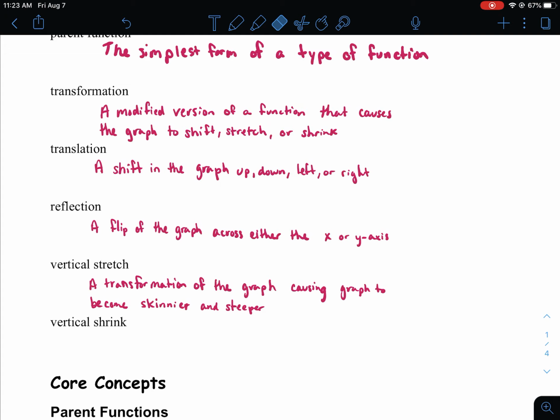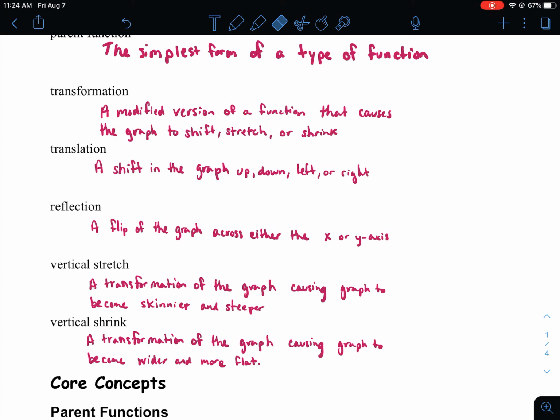And the same thing goes for vertical shrinks. Vertical shrinks are where the transformation will cause the graph to be wider or more flat. And that is also the same as a horizontal stretch. So if you see horizontal shrink, it's the same as a vertical stretch. If you see vertical shrink, it's the same as a horizontal stretch. I don't know if I said that backwards, but the horizontal versions of these are backwards. So a vertical stretch is the same as a horizontal shrink, and so on.